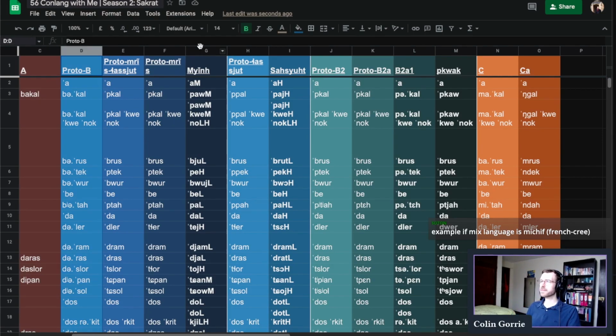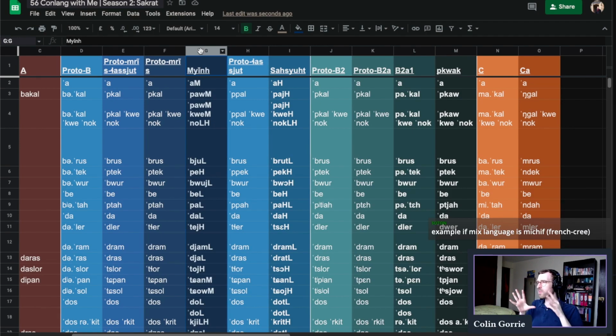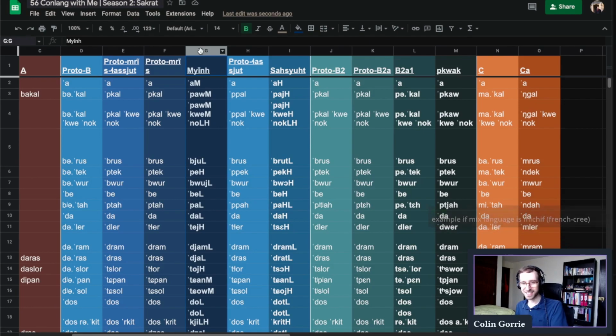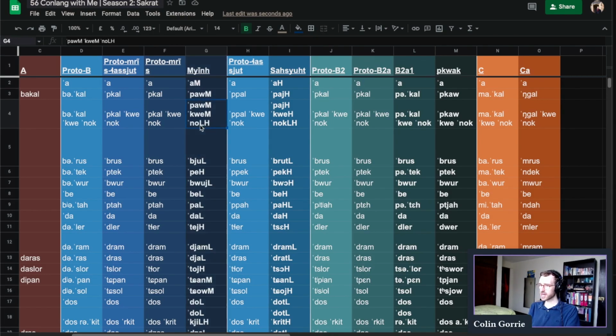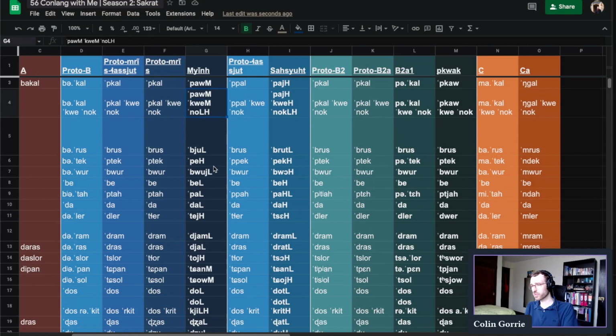We have a few more or less developed phonologies, at least, in the Sakrat family. We have mi, which is a monosyllabic tonal language with a very restrictive syllable shape. The syllable structure of mi is basically CV with an optional nasal coda.